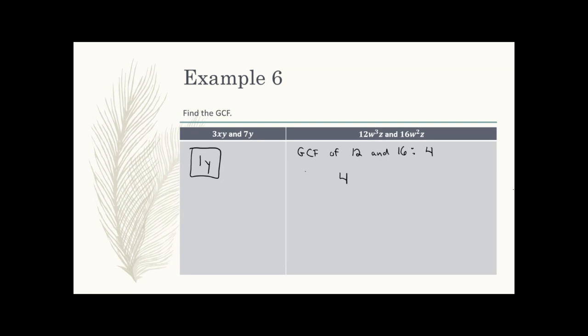If you wanted to, you could do the prime factorization. You can use any of the other methods to figure out that it's 4. But with small numbers, I usually just use my multiplication and division. Now I'm going to go to the first letter, which is w. I have a w cubed and a w squared. I'm going to pick the smallest exponent, so that would be w squared. And then I have a z and a z. Since the z is the same in both, they have a z in common. So that makes my greatest common factor 4w squared z.